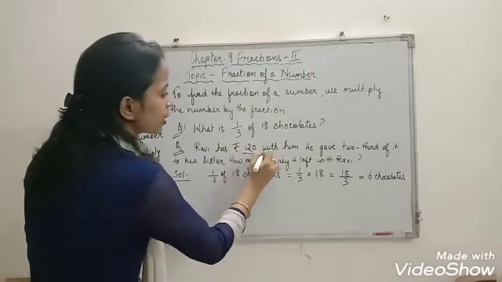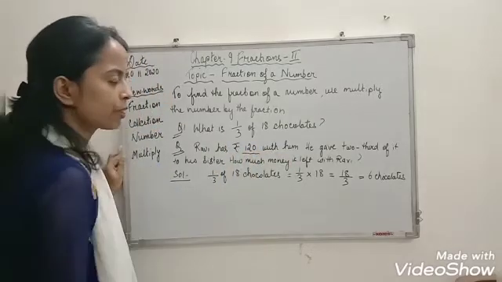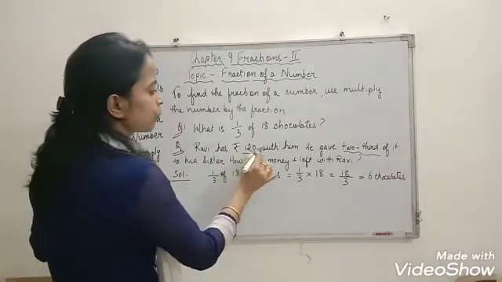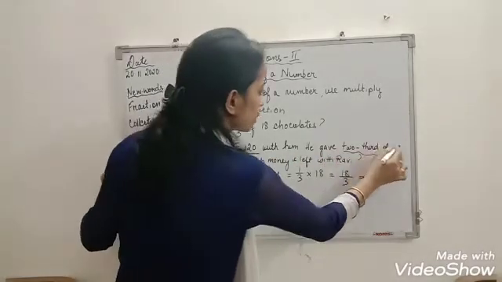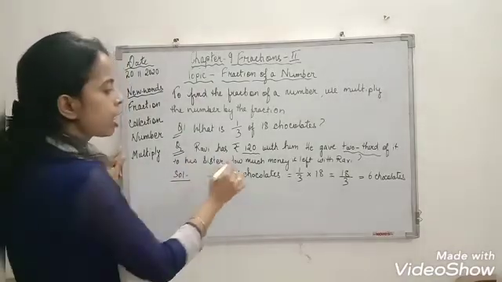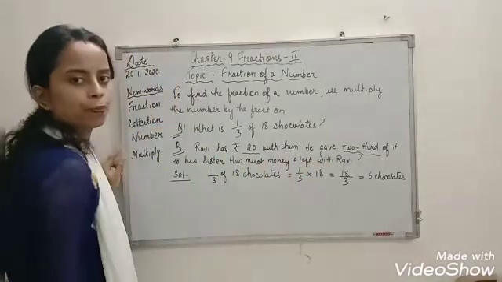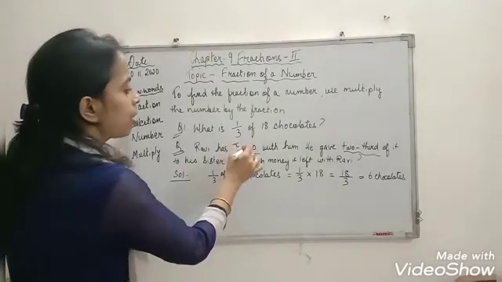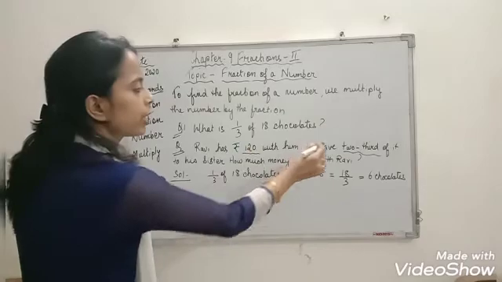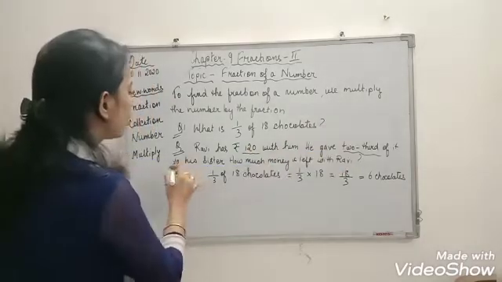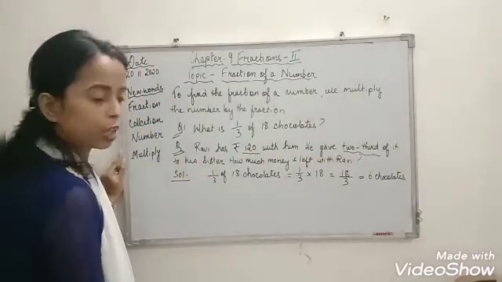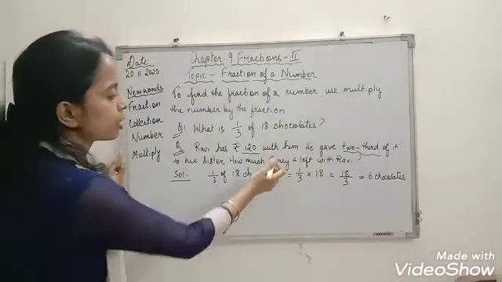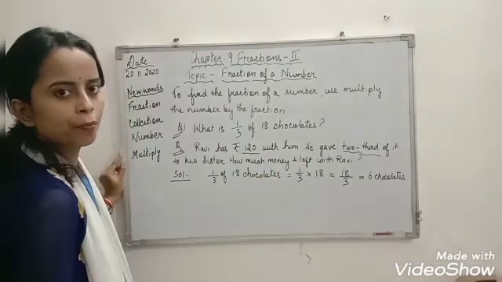Next, Ravi has rupees 120 with him. He gave 2/3, a fractional number, of it to his sister. How much money is left with Ravi? Ravi has how much? Rupees 120. From that 120 rupees, what did he do? He gave 2/3 of it to his sister. The question asks how much money is left with Ravi.